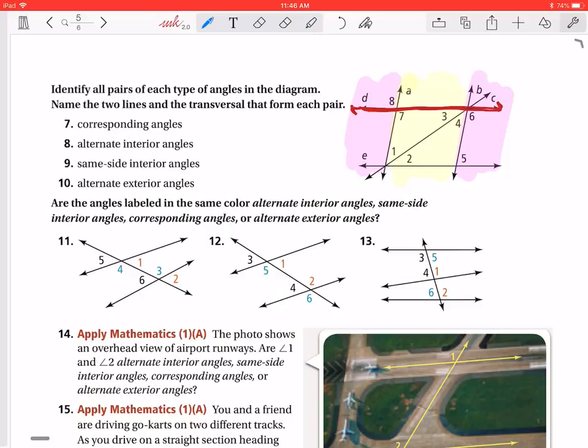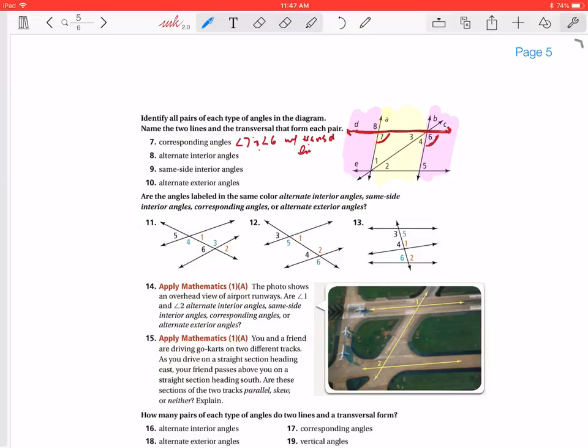All right, and now we're going to look at what angles are corresponding. Corresponding in terms of interior, that means that angles 7 and 6 are corresponding angles. So angle 7 and angle 6 with transversal D and lines A and B. Really bad handwriting, I know, I'm sorry.